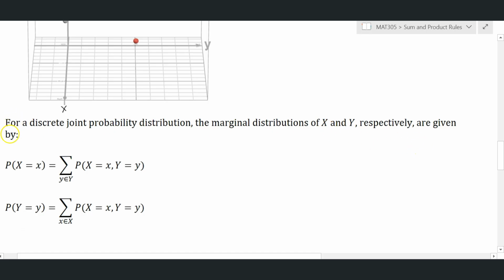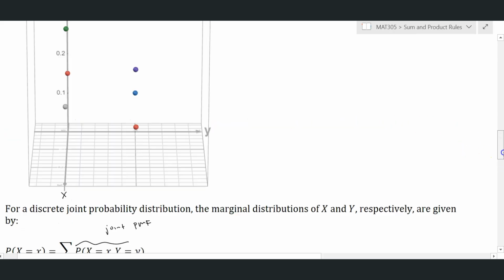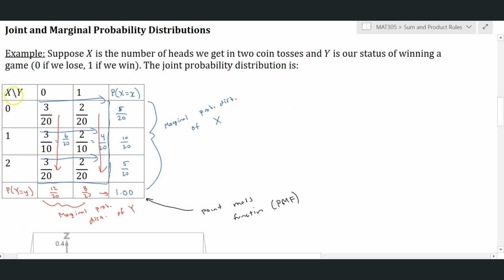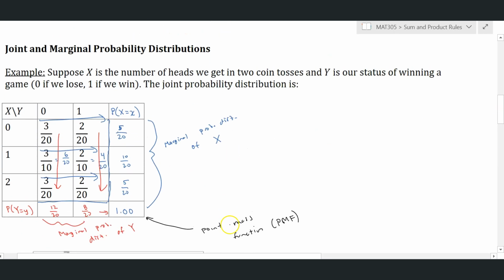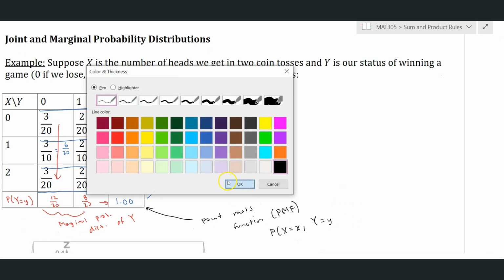Okay, so to summarize, for a discrete joint probability distribution, the marginal distributions of x and y respectively are given by: if we want to get the probability that x equals little x, we sum over all of the y values of our joint probability mass function, and what that mathematically means is we just summed across. And the function that we had displayed in this table is the joint mass function. It's the probability that x equals little x and the random variable y equals little y.